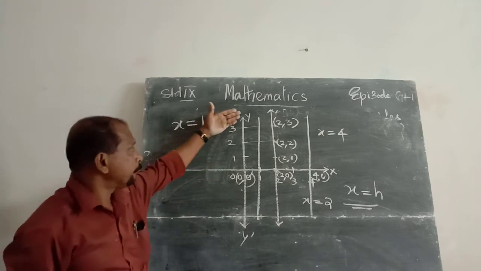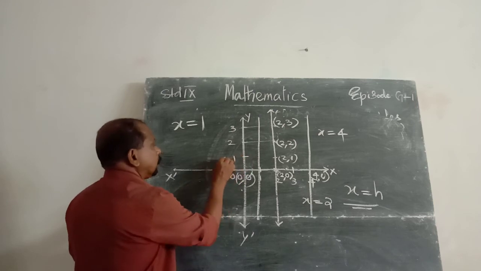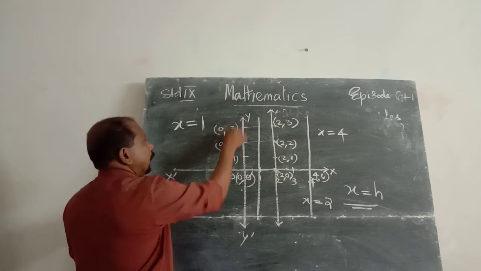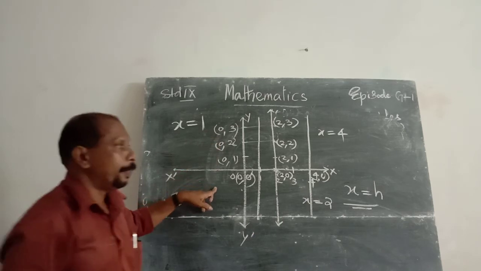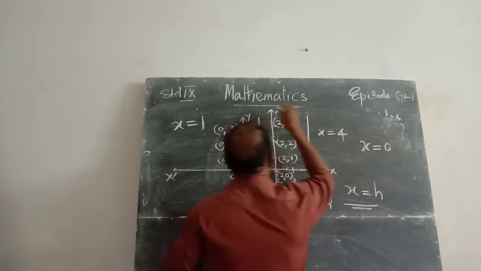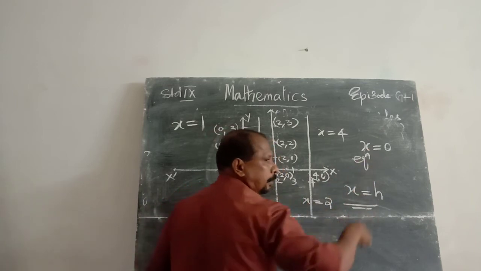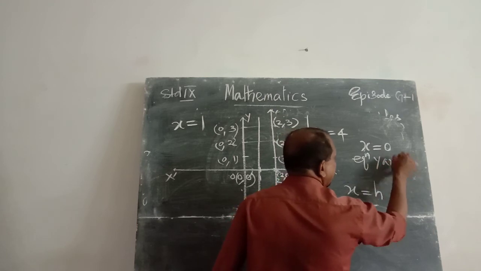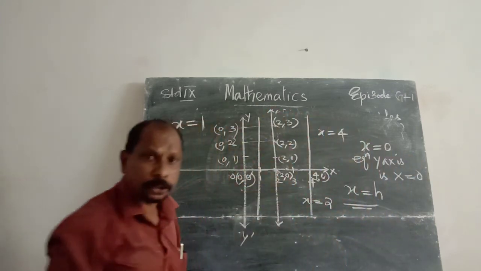Now for the y-axis, x is always 0. This point is 0, 1. This point is 0, 2. The third point is 0, 3, etc. Therefore, this is x is equal to 0. That is x is equal to 0 is the equation of what? The y-axis. That is the short form of the equation of the y-axis, x is equal to 0, because all x-coordinates are equal to 0.